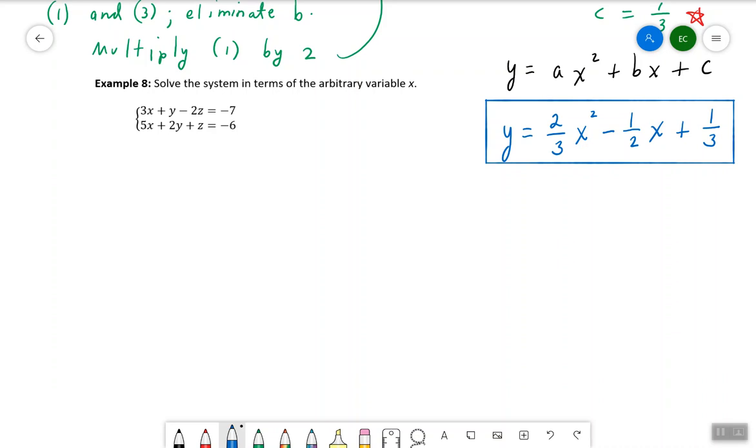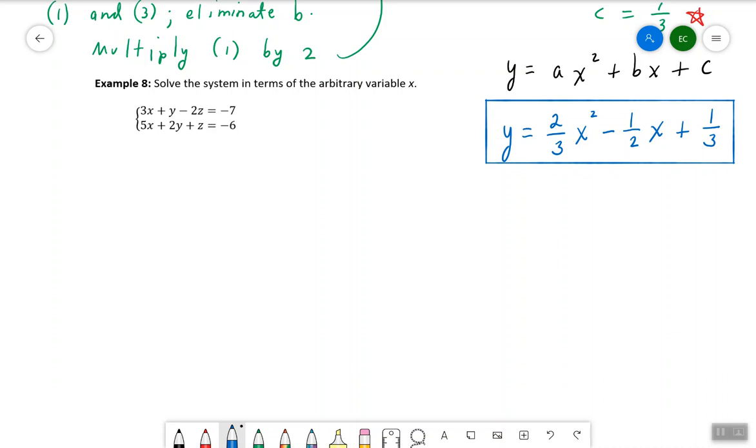We don't have enough equations to just get one solution. We would need a third equation in order to get one solution, the way we did in the previous example. Okay, so the trick here is to solve in terms of the arbitrary variable that we want to be x. And so what that means is that we need to keep x around. We need to eliminate one of the other variables, and it doesn't matter which one.